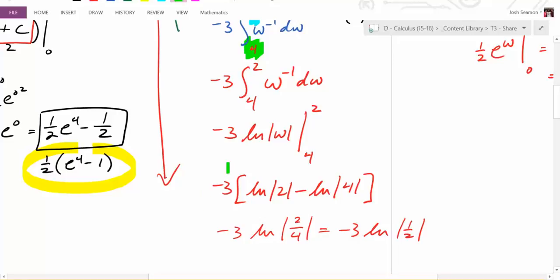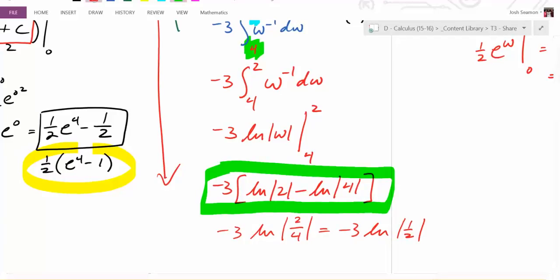No. If you add, it's multiplication; if you subtract, it's division. So this is actually -3 times the ln of 2 over 4, which is -3 times ln of what? 1/2. Let's have fun with this. So keep in mind, everybody, this is a fine answer. I'm just going to show you all the different ways you could write the answer.